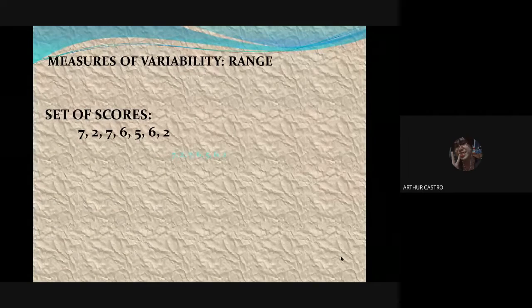Sir, yung pagbili ng mga materials, tapos i-compare mo sila.